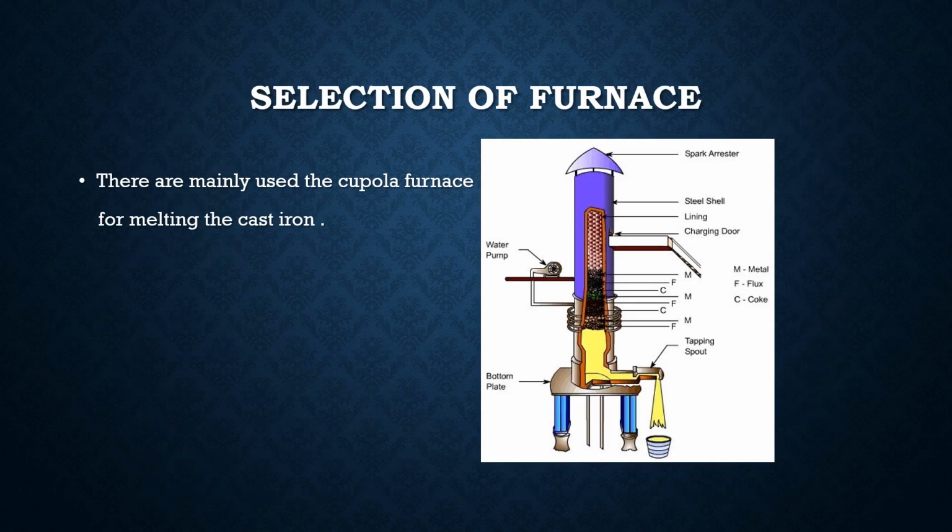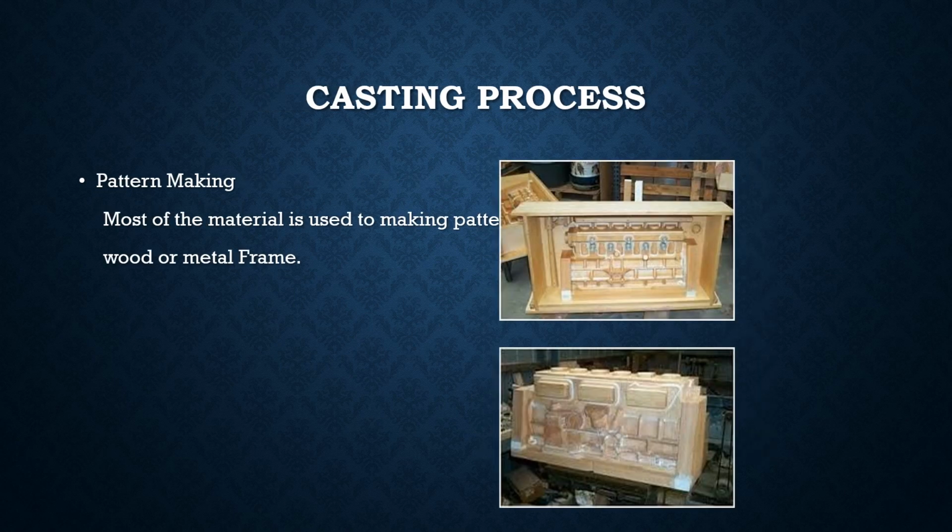Selection of furnace. The cupola furnace is used for melting cast iron. Now start the casting process. In a casting process, the first part is the pattern making. Most of the material used for the pattern making is wood or metal frame.